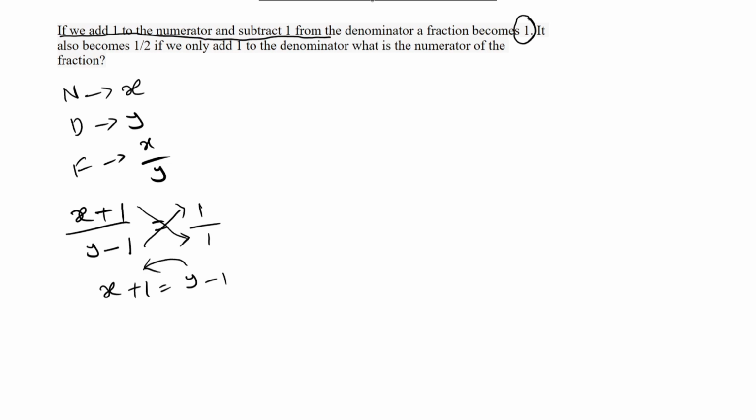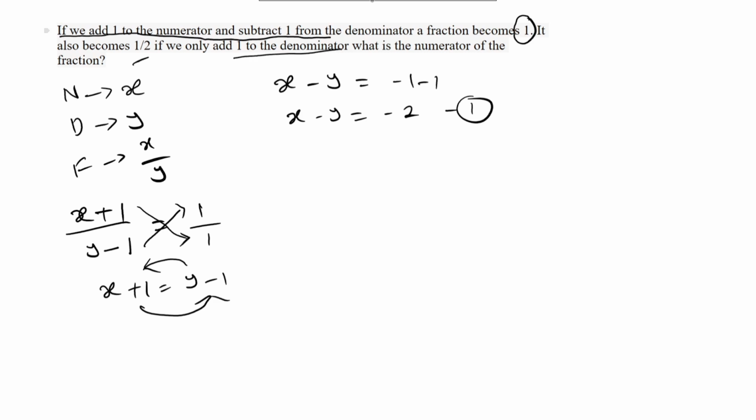Taking y to the left side, x as it is, plus y becomes minus y, equals minus 1 as it is. Taking plus 1 to the right side, it becomes minus 1. So x minus y equals minus 2. This is equation number 1. Next, it also becomes 1 by 2 if we add 1 to the denominator.